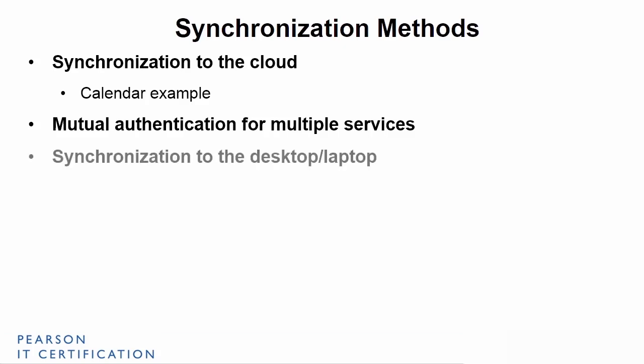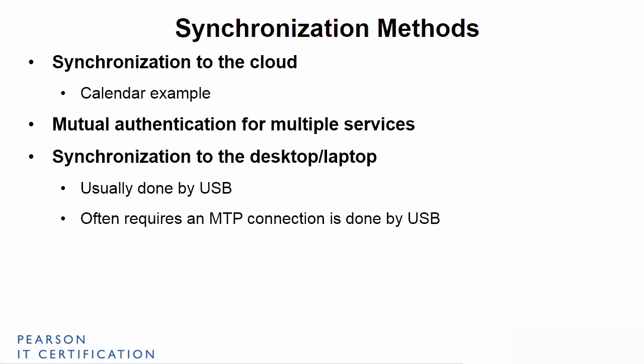But again, you can also synchronize to the desktop or the laptop, and that's usually done by USB. You need to have a USB connection, usually micro USB on the mobile device, and a regular type A connector that goes out to your PC or laptop. This often requires what's known as an MTP connection. If you're doing it by USB and you want to synchronize data, you need an MTP connection to work with synchronization programs. So let's show an example here.